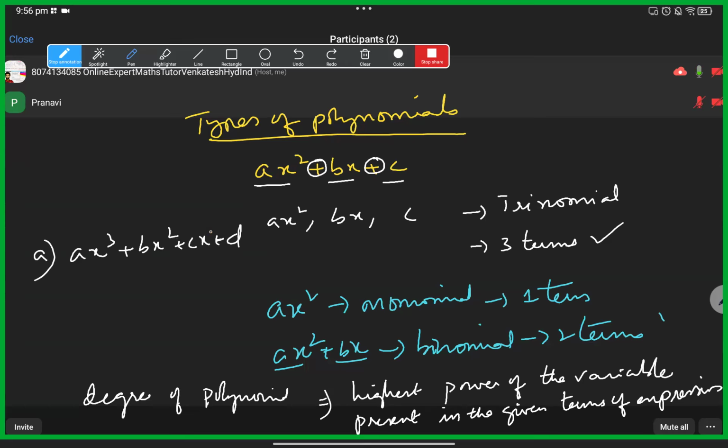Here A, B, C are actually coefficients: A is the coefficient of x cube, B is the coefficient of x square, and C is the coefficient of x. So 3, 2, 1 are the powers of x, that is the variable powers. For D, you can also write x power 0 if you want, not a problem. You see the powers 3, 2, 1 are in decreasing order. So highest is 3, so the degree is 3. If the degree is 3, Pranavi, that particular polynomial is called a cubic polynomial.